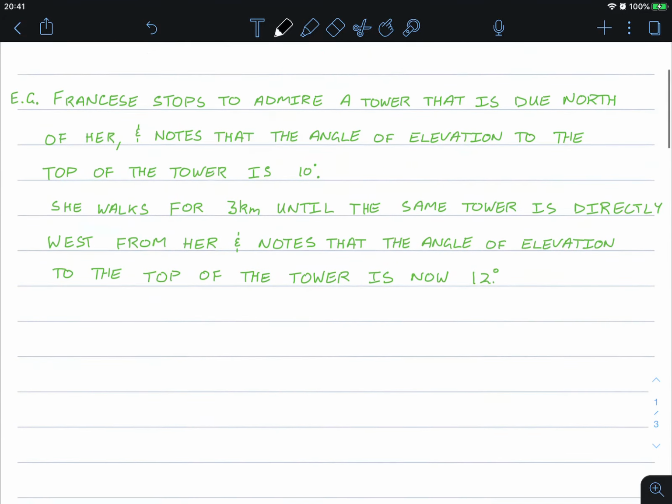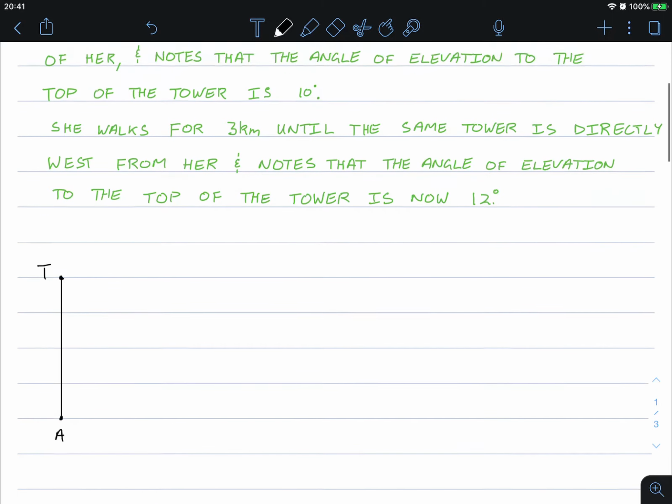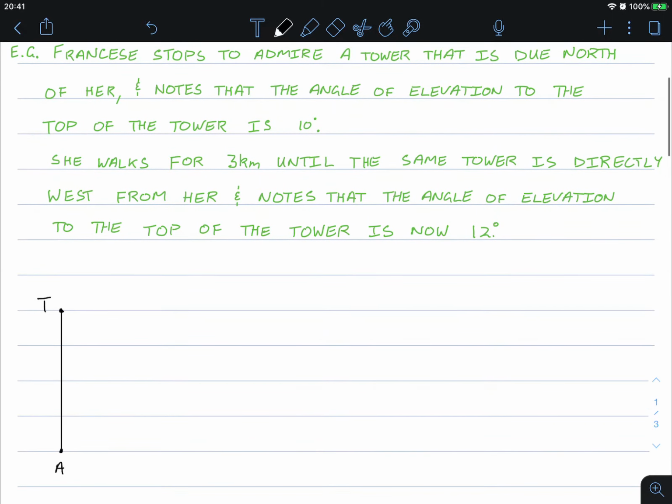Frances stops to admire a tower that is due north of her. Let's stop there and actually draw that. So, something that's due north, let's call this point A for Frances's first position. And due north of her is a tower. So there is the tower. And note that the angle of elevation to the top of the tower is 10 degrees. Now what we have here is a top view.